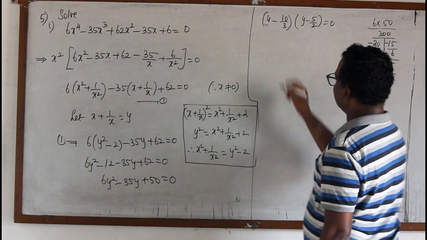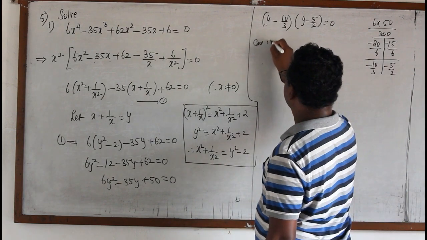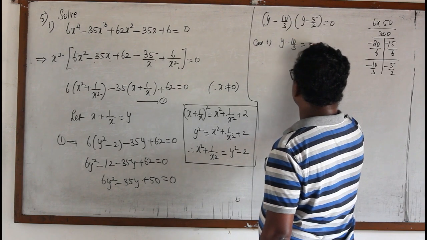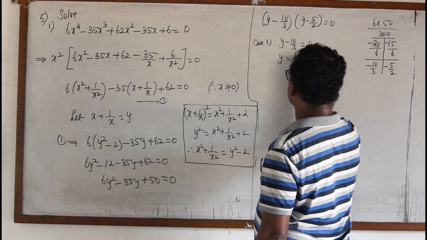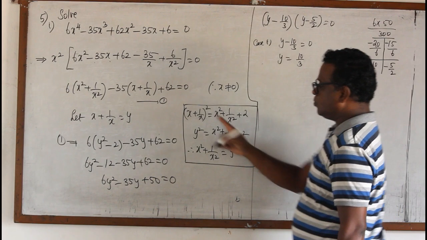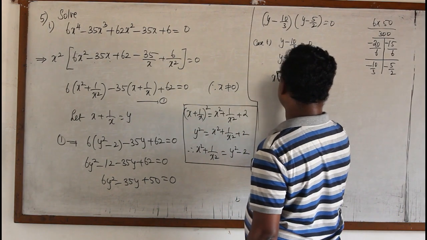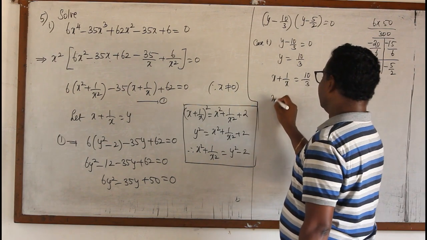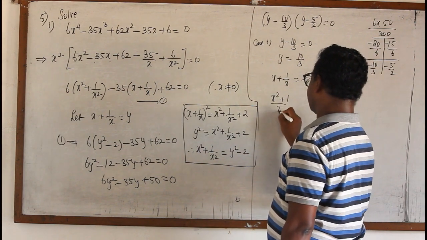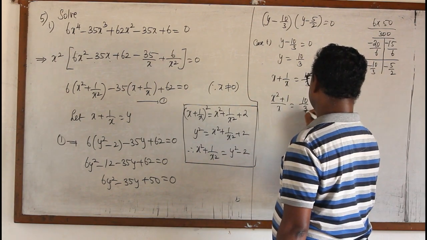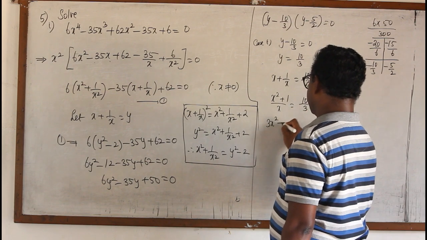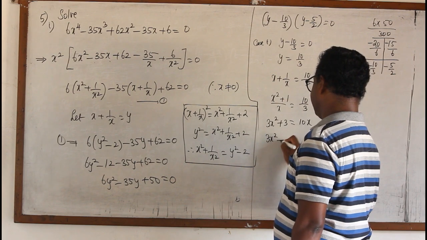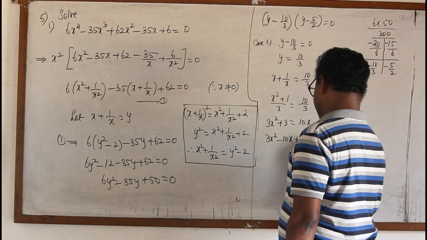Now we will have case 1. y − 10/3 = 0, so y = 10/3. Y means x + 1/x = 10/3. It is x² + 1 by x equal to 10 by 3, so 3x² + 3 = 10x, again a quadratic equation in x.